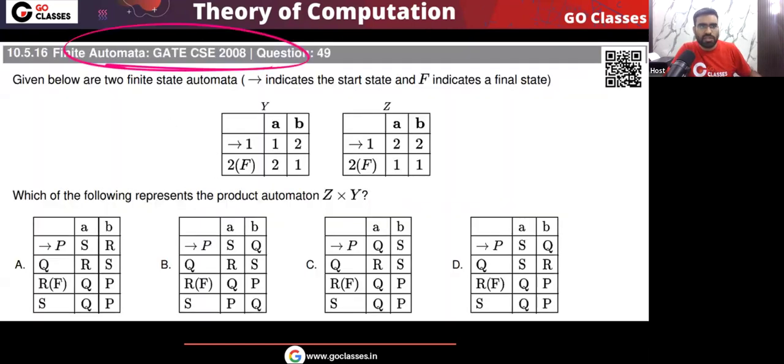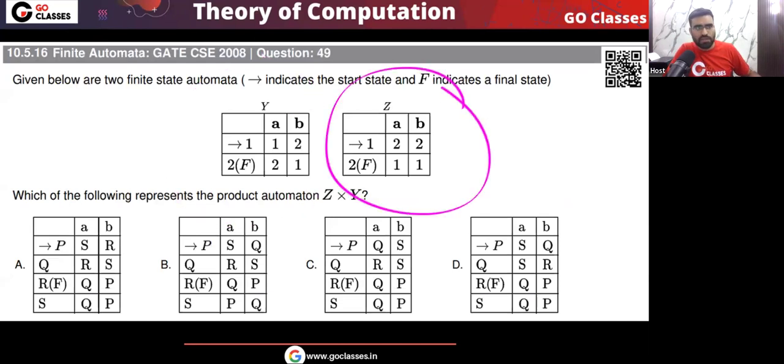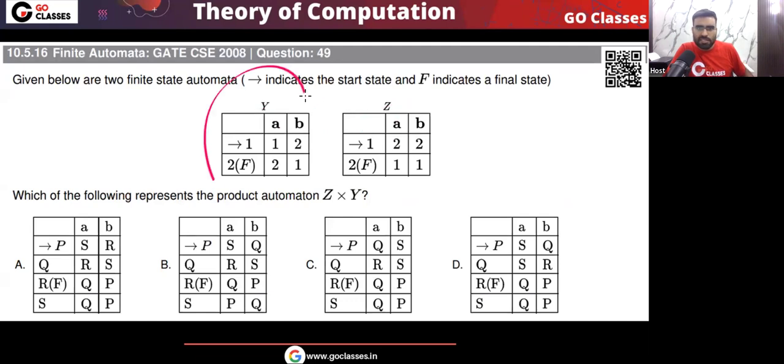Let's solve this GATE 2008 question. Consider below two finite automata. Two DFA are given to you, DFA Y and DFA Z. The alphabet is A, B. You can easily see that in this DFA, we have two states. State 1 is the initial state. State 2 is the final state.